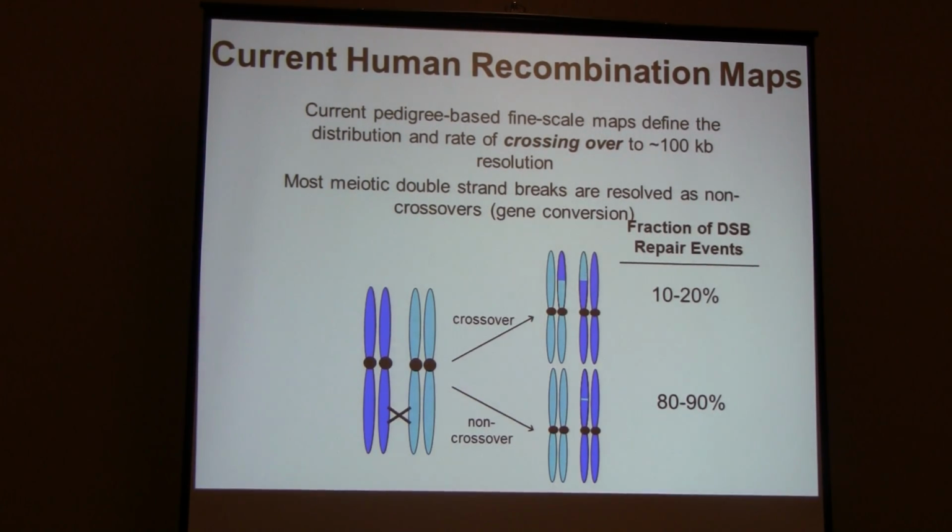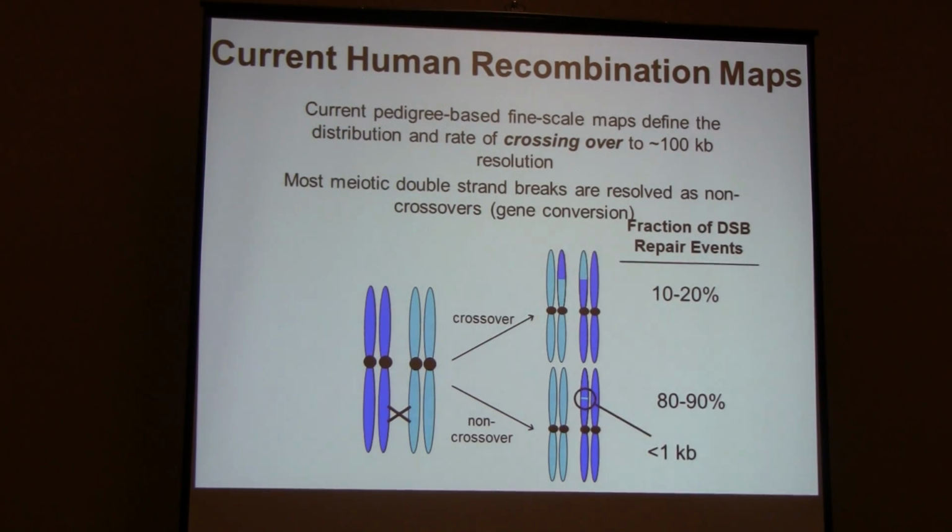And so these gene conversion tracks are very small. They measure less than a kilobase or so, and as Francesca told us this morning, often more on the order of tens of base pairs. So with the resolution of existing pedigree-based maps, we're not able to detect these things.